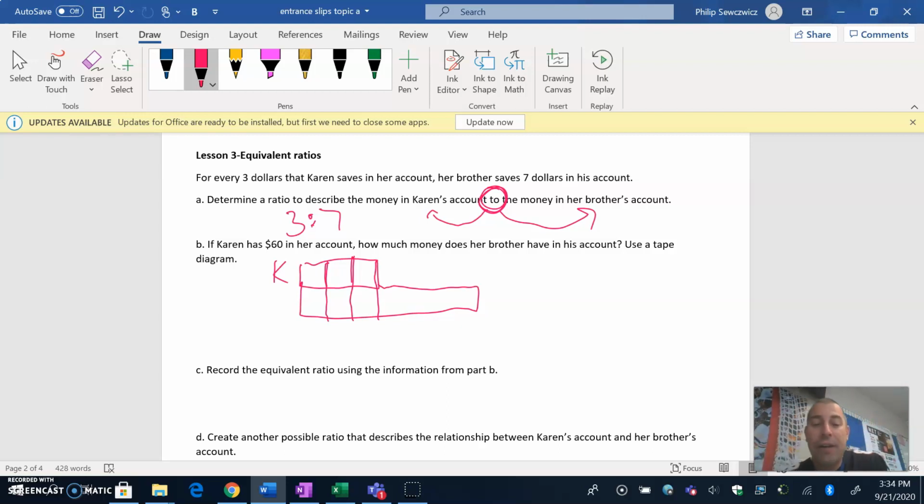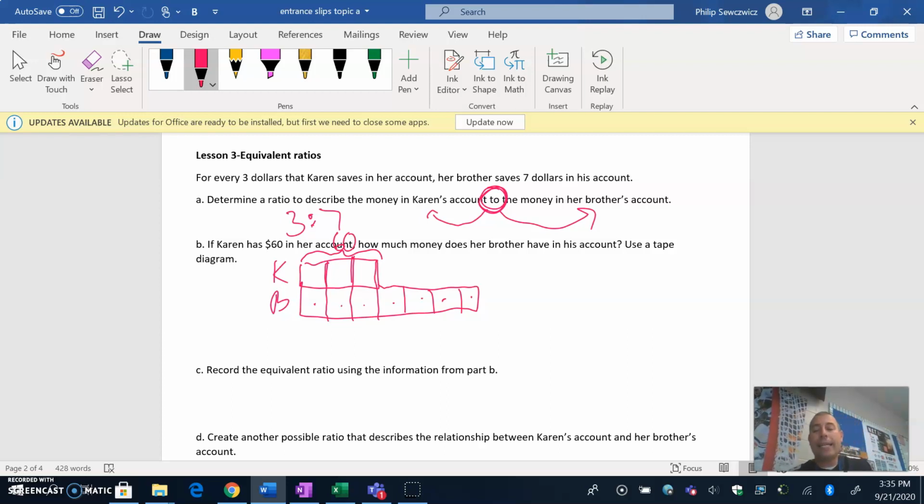Okay, but I need 7 of them. I've got 1, 2, 3 down there. So another one's 4, 5, and then 6 and 7. Again, count them up if you need to. 1, 2, 3, 4, 5, 6, 7. All right. And then that stands for the B. So I'm going to put down the brother that's here. Now, the $60. The $60 in Karen. So, yeah, all of this is 60.